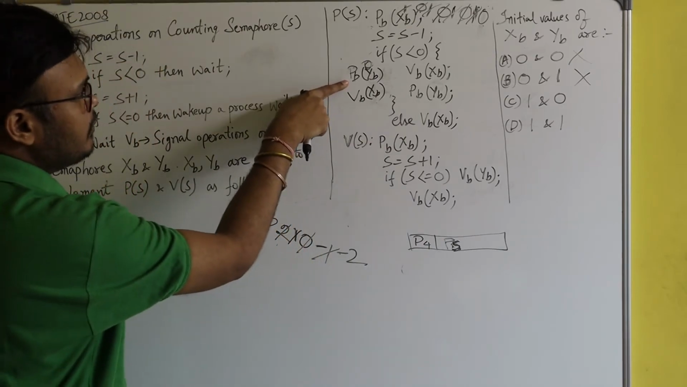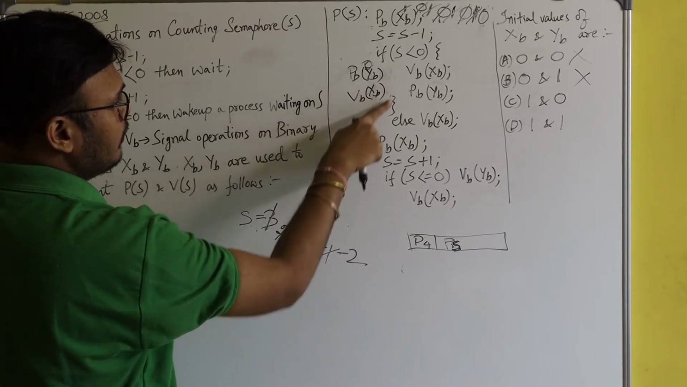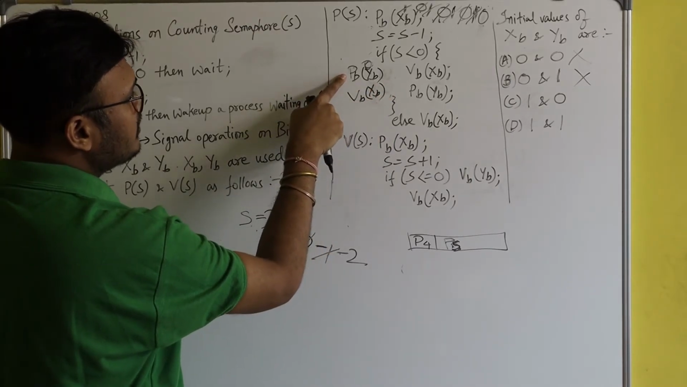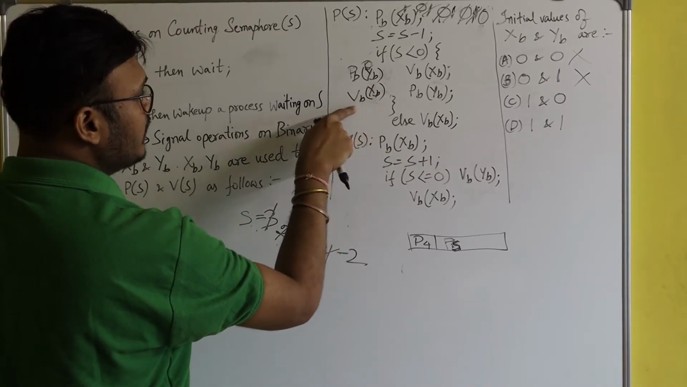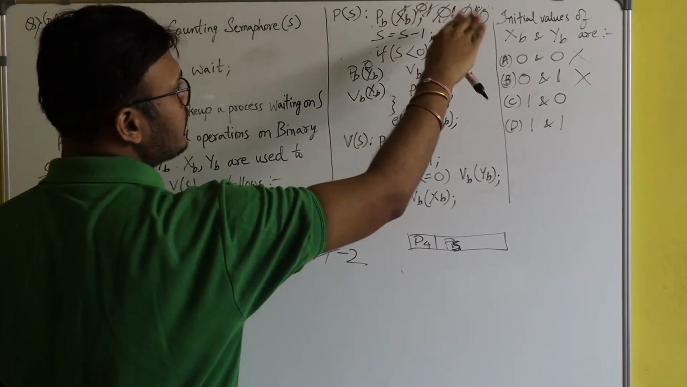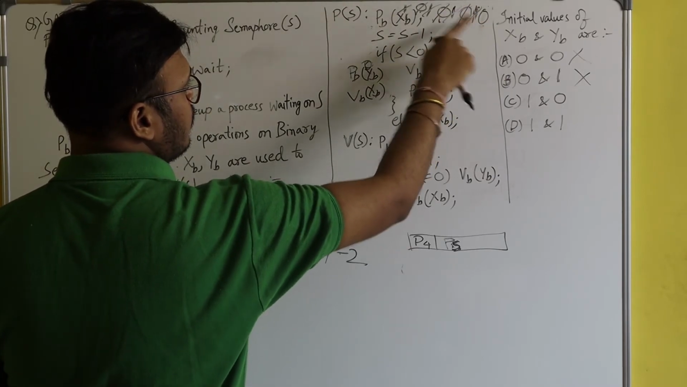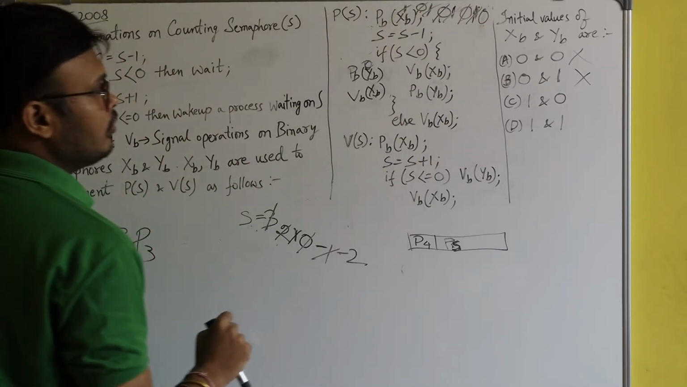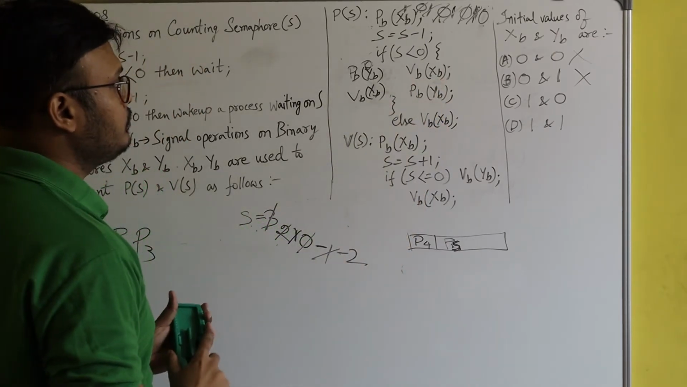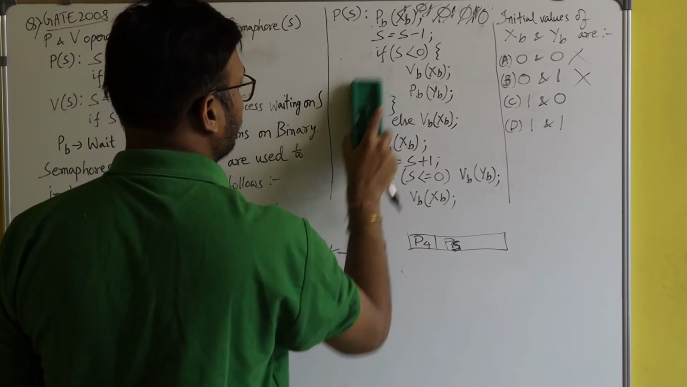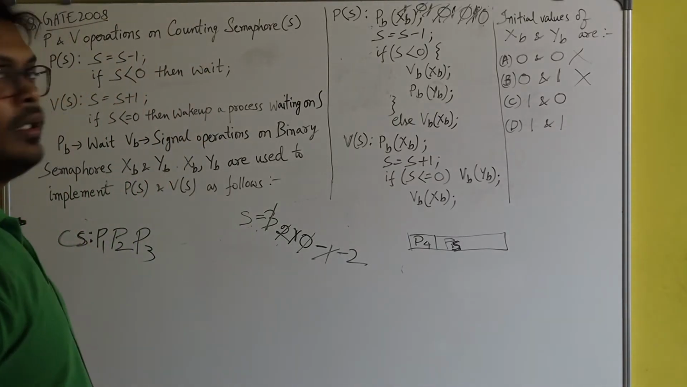Since P5 will get blocked, P5 will not execute this code. But the execution of this code is necessary so that this XP will become 1 and other processes could execute this code successfully. That's why this VB is written before PB. Fine. Now you see here both these processes have got blocked.